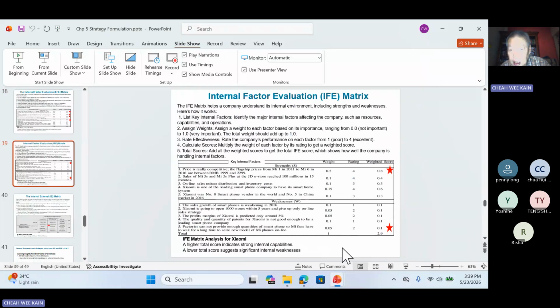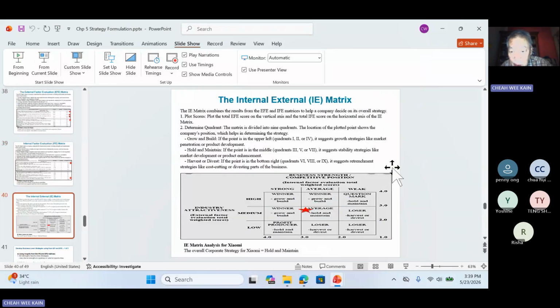Big number means your strength is very good. Correct? So if your strength and your opportunity are very good, where are you? You are here. Winner. Yes. But if you are not, then you are somewhere here. Right? You're somewhere here.